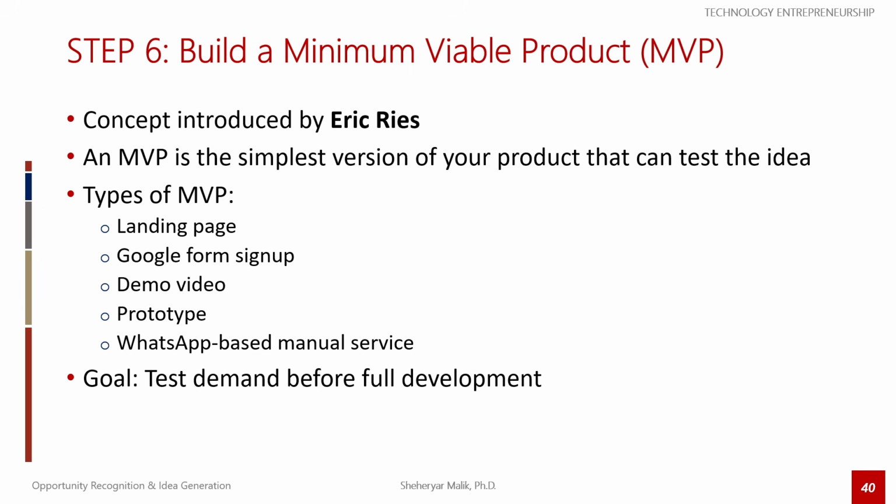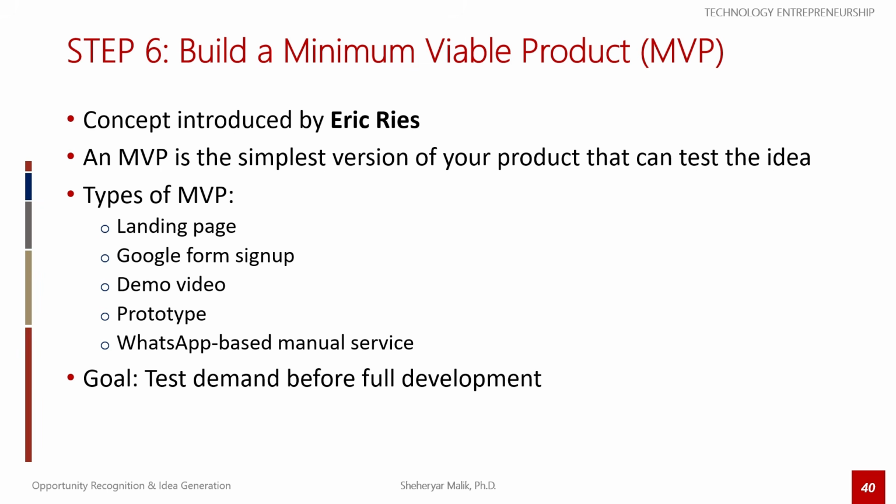When it's all done, you're going to start working on your product. So what you're going to do is build a minimum viable product, MVP. This concept was introduced by Eric Ries, and it's the simplest version of your product that can test the idea. So what could be in an MVP? It could be only a landing page which you can show to your customer for validation. It could be a Google Form sign-up. It could be a demo video. It can be a prototype.